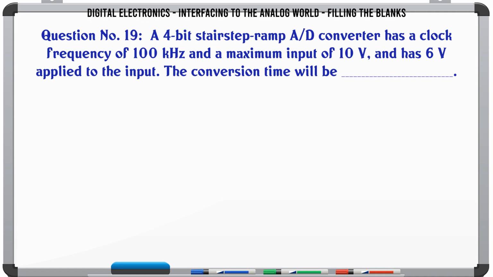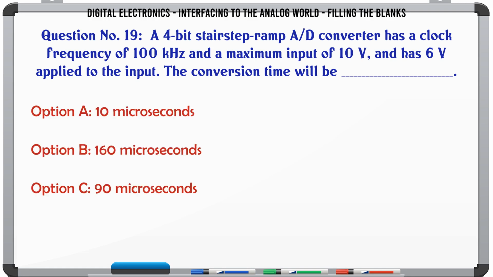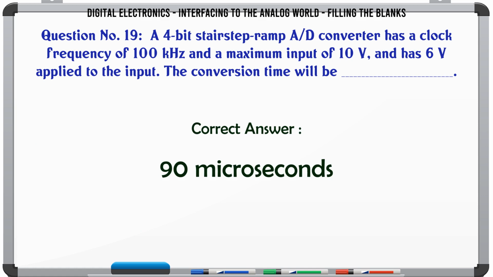A 4-bit stair-step-ramp AD converter has a clock frequency of 100 kHz and a maximum input of 10 V and has 6 V applied to the input. The conversion time will be: A. 10 microseconds, B. 160 microseconds, C. 90 microseconds, D. 6250 seconds. The correct answer is 90 microseconds.